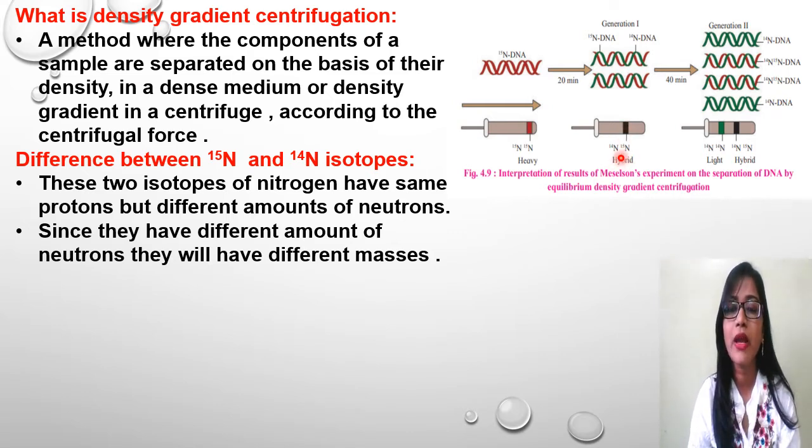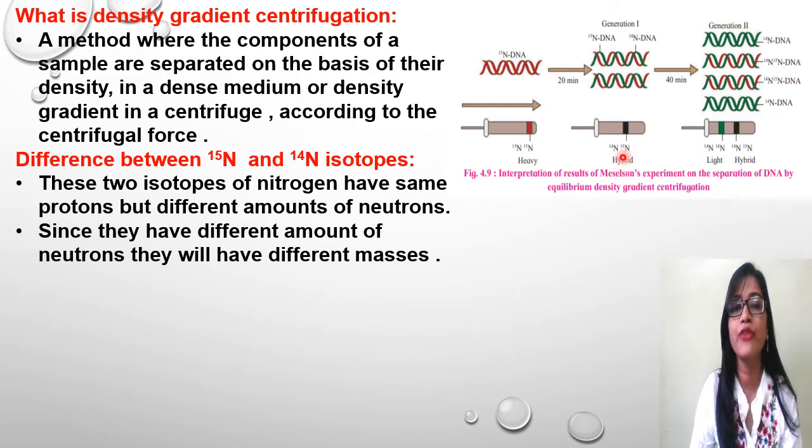Why is the position getting changed? Because the molecular weight is different. The density of the components present under the centrifugal force is different. So they are hybrid: both N14 and N15 isotopes are present in the medium. After 40 minutes, the second generation was tested, and the results were completely different.